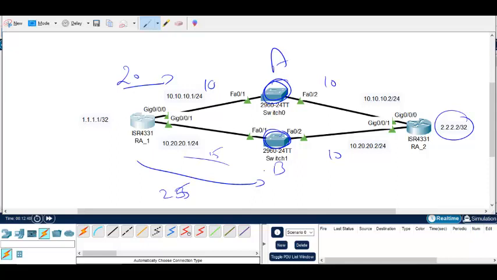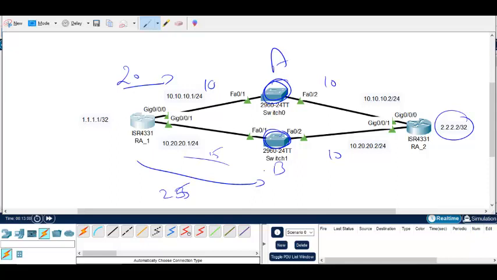It will be. Very correct. Now next question is, will path B be seen in the routing table? No. Will it be seen in the topology table? Why? No, no, no.